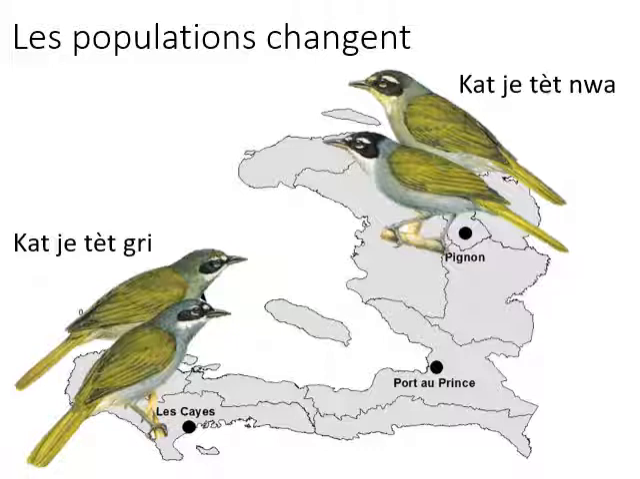We have an example of this in the Catje tête noire. What color are the heads of the Catje tête noire in the north? They have a black crown. The ones in the south have a gray crown, and they are different species.